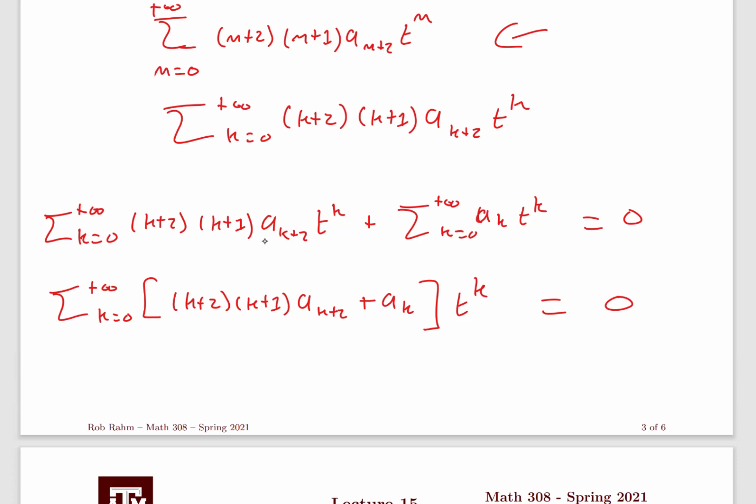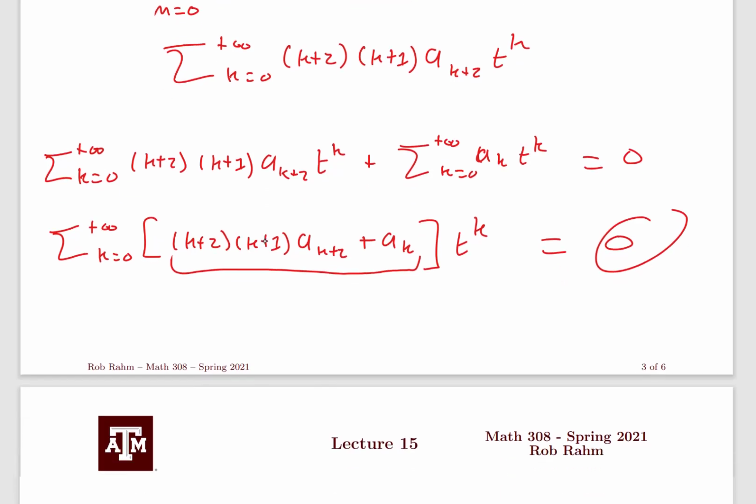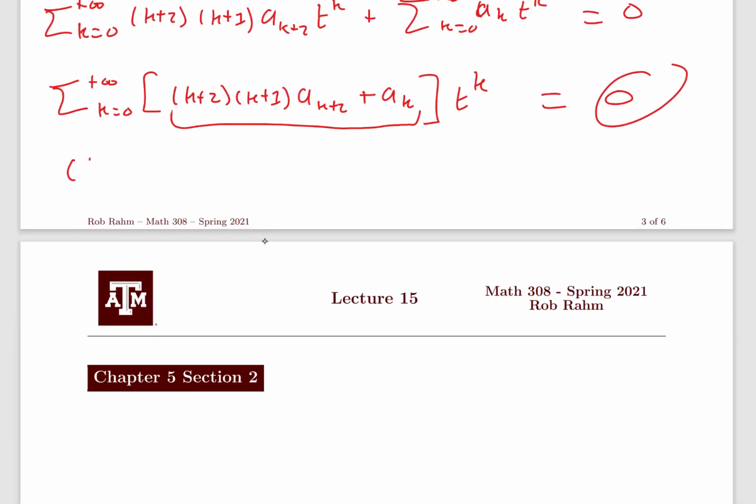And so now we can conclude that all of those coefficients are equal to 0. Again, if a power series is identically equal to 0, notice the right-hand side is always 0. It doesn't matter what t is. And if we know a power series is identically equal to 0, the only way that can happen is if the coefficients are all equal to 0. So what this tells us is k plus 2 times k plus 1, ak plus 2, plus ak is equal to 0.